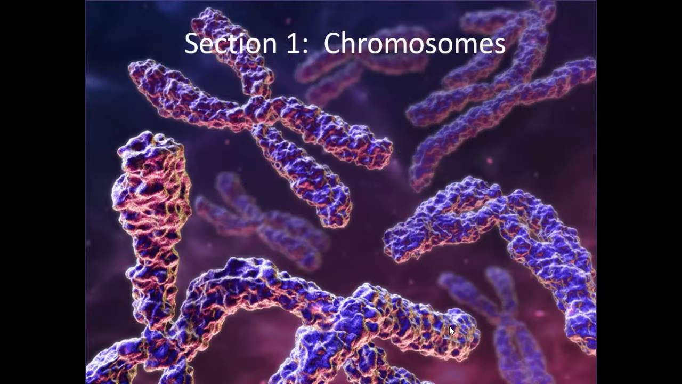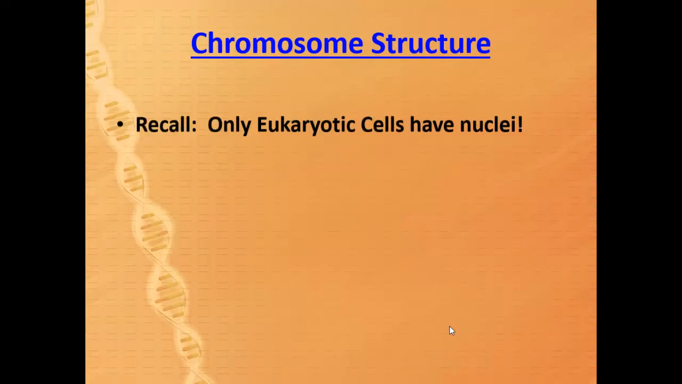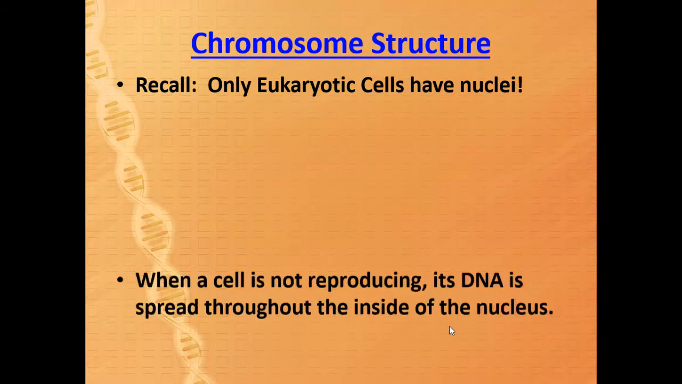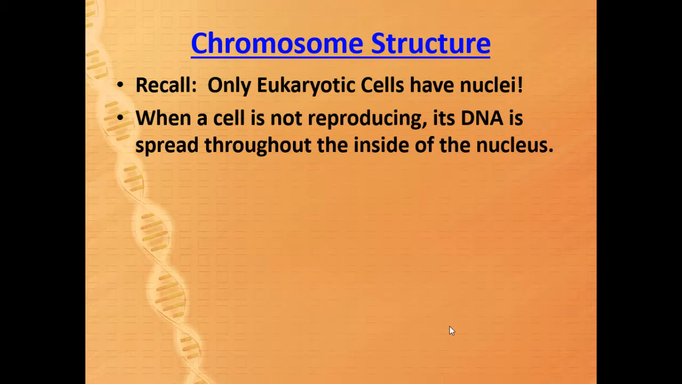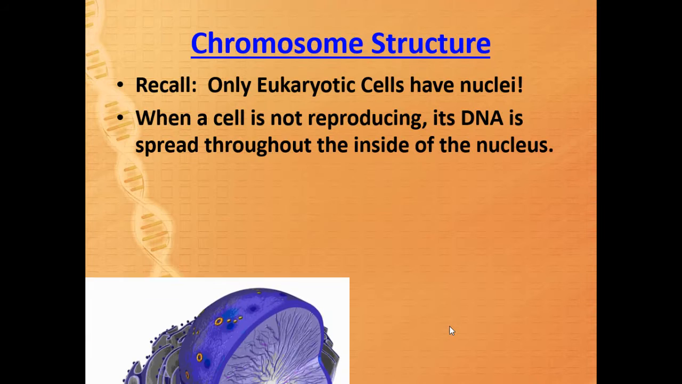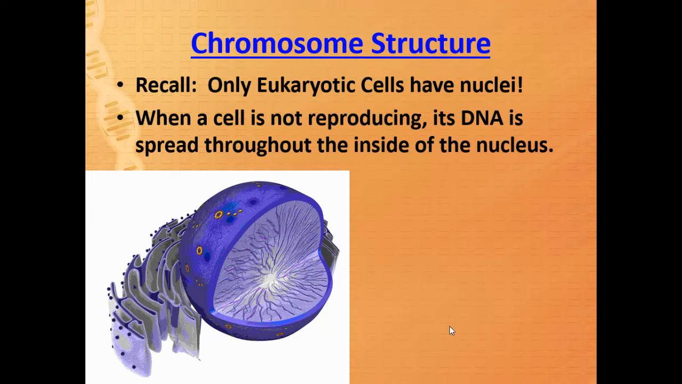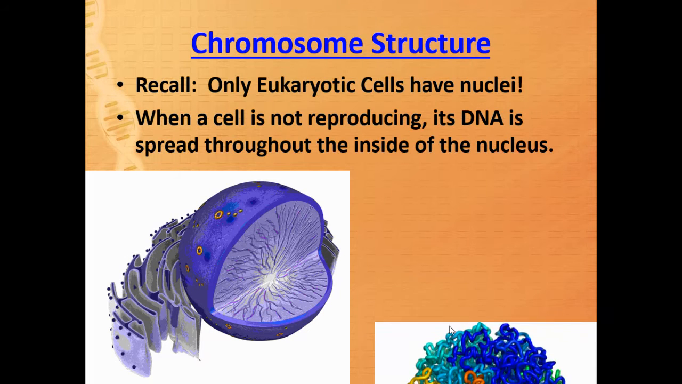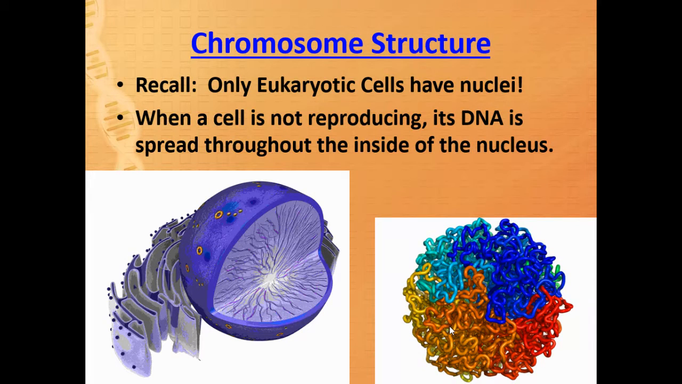Just pay attention. So the first section is all about chromosomes. Remember, only eukaryotic cells have nuclei, and when a cell is not reproducing, its DNA is spread throughout the inside of the nucleus. It's not all nice and neatly packed up. So there's the nucleus, and you can see all those strings in there. That's your DNA. It's just hanging out. It's kind of in a big mess.